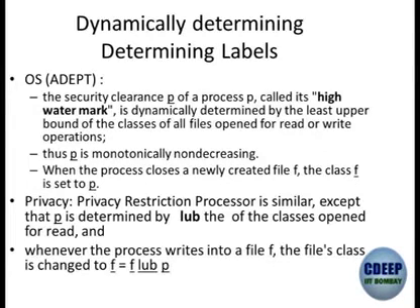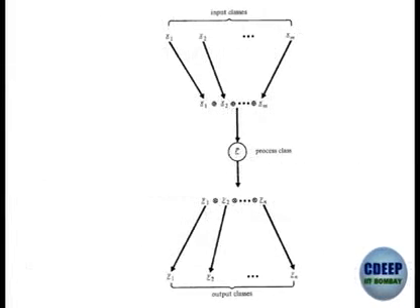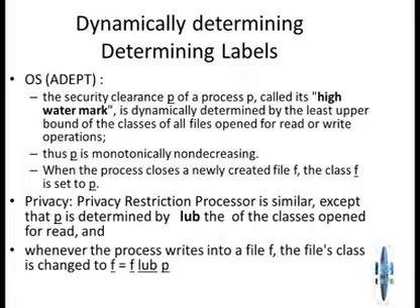So the security clearance of P, of a process, is called its high watermark, dynamically determined by the least upper bound of the classes of all files open for read or write operations. So for example, if you see X1, X2 to XM being read by the process P, then the security clearance is dynamically determined by the least upper bound of the classes of all files open for read or write operations. Thus, P is monotonically non-decreasing. That means that this level keeps on increasing, because once you have attained some watermark, you can only go up, kind of a framework.